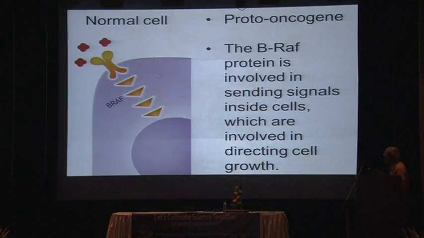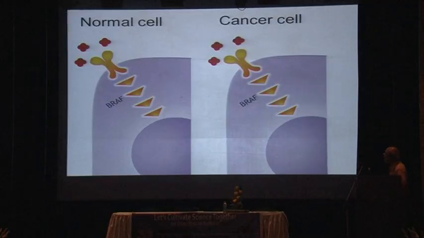So, like I said, this protein is involved in sending signals inside cells which are involved in directing cell growth. If there is a mutation in this particular gene, so this is a BRAF mutated, it is not actually performing its proper function of taking signals from outside of the cell to inside of the cell and asking the cell to stop growing when it doesn't have to grow. So the cell just keeps getting the signal to grow and grow because this is a mutated protein and it's not performing its proper function, and the cell just keeps growing. As a result of that, the cell gets a huge growth advantage. It becomes a malignant tumor.